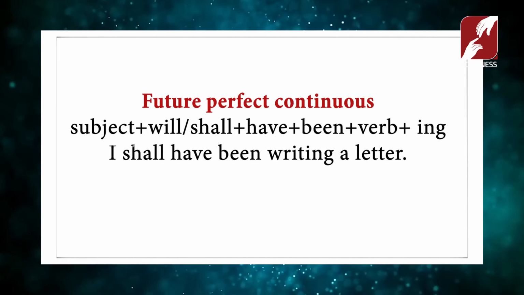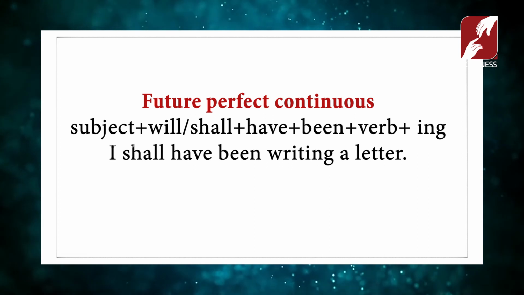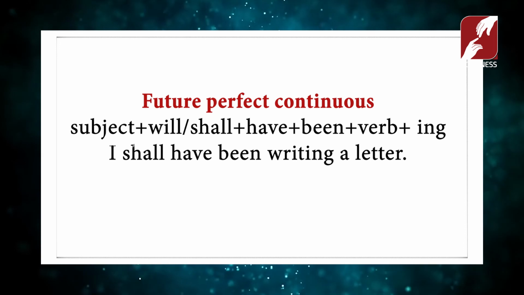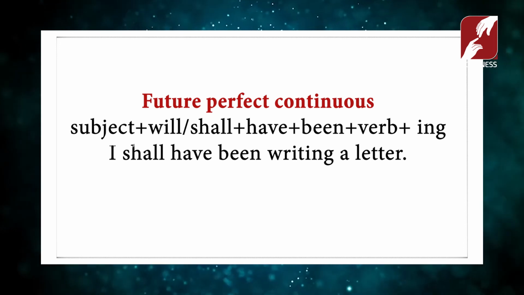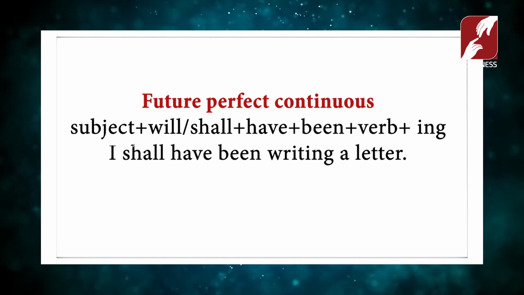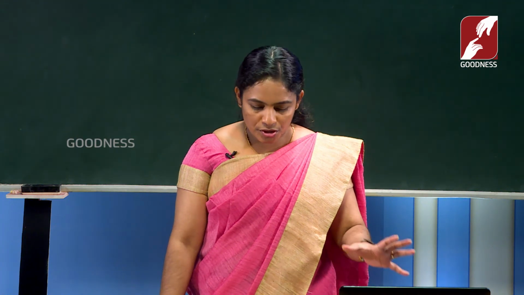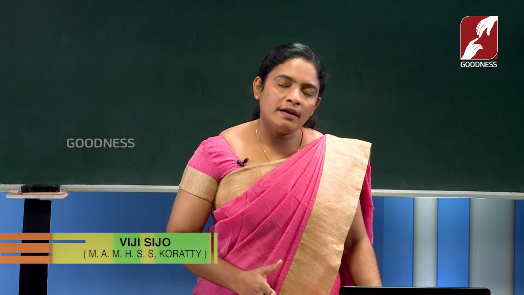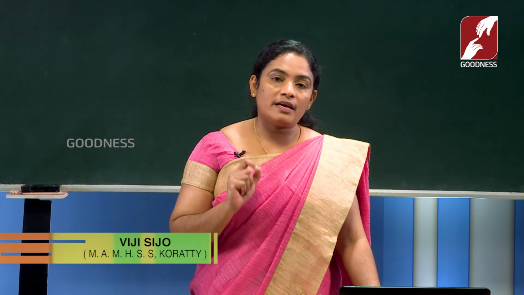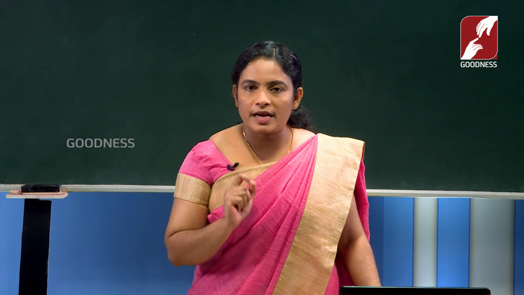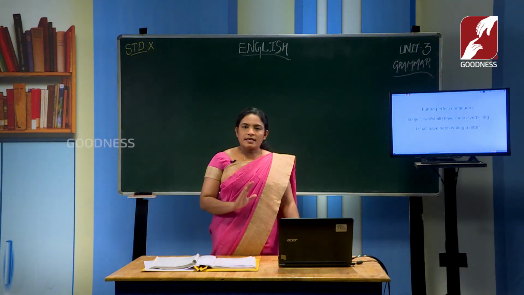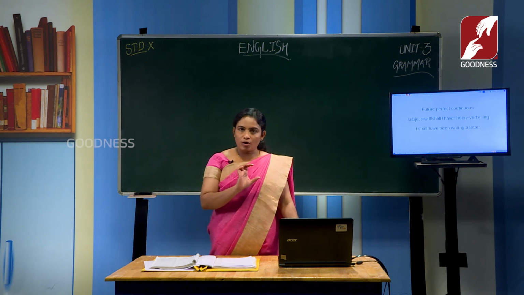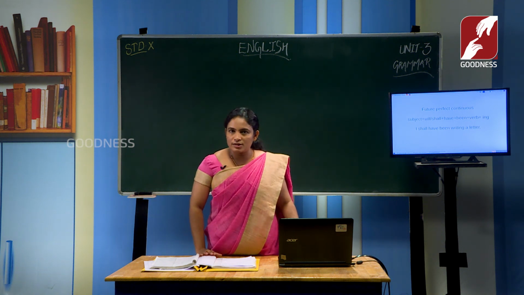And the last one is future perfect continuous tense. Subject plus will or shall plus have been plus verb plus ing. Example, I shall have been writing a letter. It is used to show an action that will continue until a point of time in future. These are the 4 tenses. You have to study the formats and you have to study the usages of these.